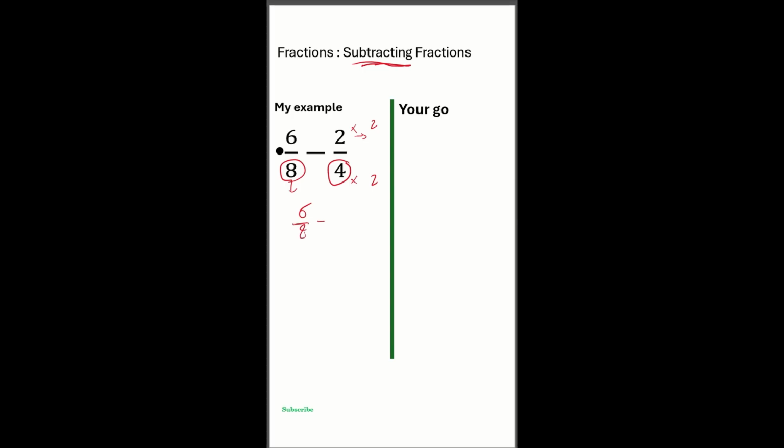Someone asked me, what if it's not divisible by the other? We will have another video about that, but it's the same process. 6 over 8 take away 4 over 8 is going to be 2 over 8. And you are done if the question doesn't ask you to simplify that. But if it does, both of them are divisible by 2, so it's 1 over 4. So 6 over 8 take away 2 over 4 is a quarter.